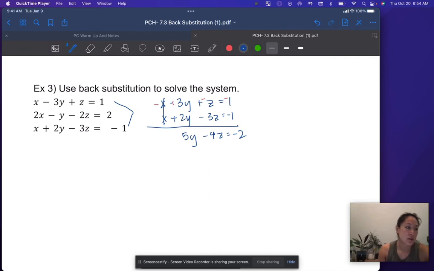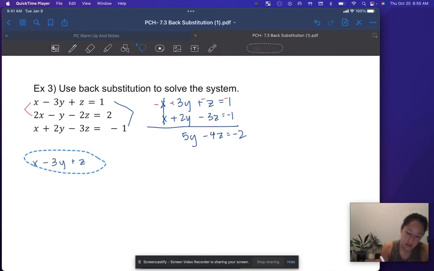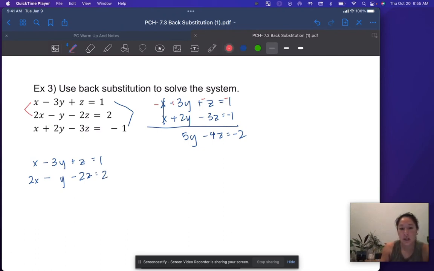So now I need to choose two other equations. I'm going to go ahead and choose the top two. It's your choice, but it has to be two different than the ones that we chose already. Okay. So I have x minus 3y plus z is equal to 1, and 2x minus y minus 2z is equal to 2. If you're like me and your z's look like your 2's, you might want to put the little crossbar so that they don't look like 2's and you don't get confused.